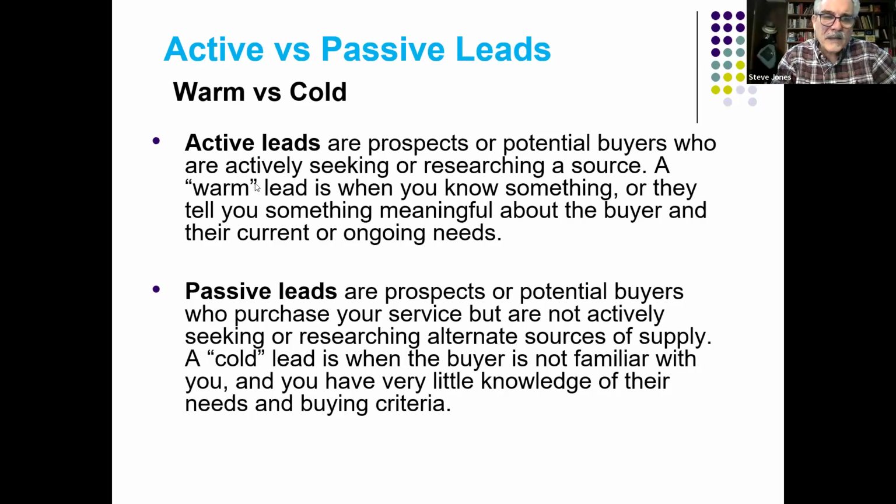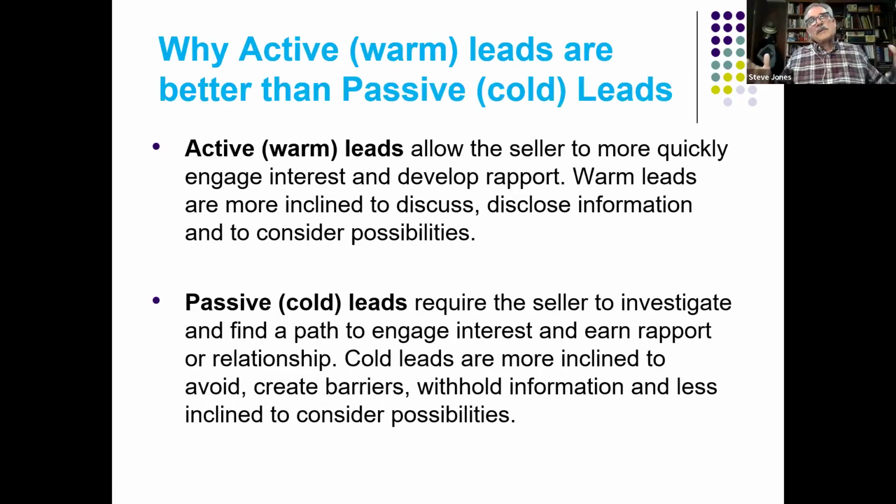And so the salespeople love warm active leads, and salespeople tend to try to avoid the cold passive lead and would rather go towards the warm active lead. So as we think about our marketing, how do we create warm active leads? In all of our marketing, we say, what kind of lead does this generate? Is it a warm active lead or is it a cold passive lead? So active warm leads allow the seller to more quickly engage in interest development and rapport. Whereas a passive and a cold lead requires the seller to investigate and find paths to engage.